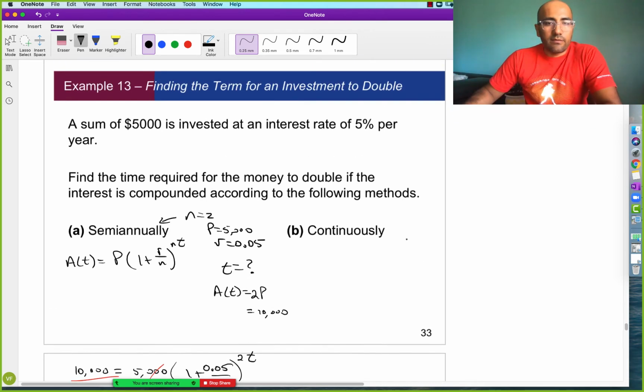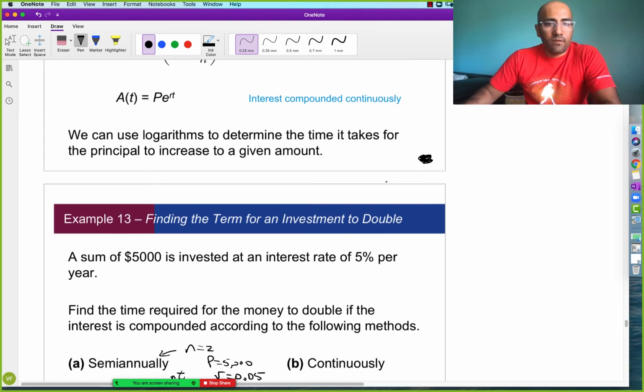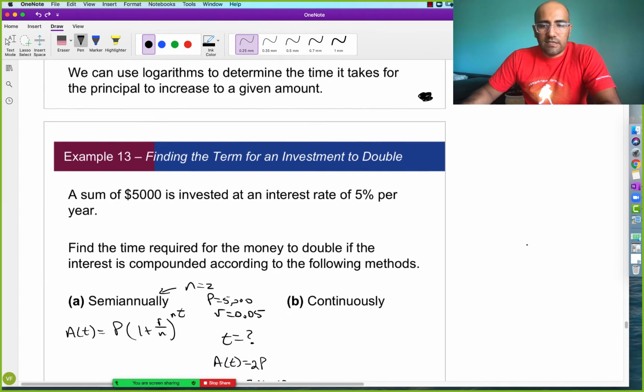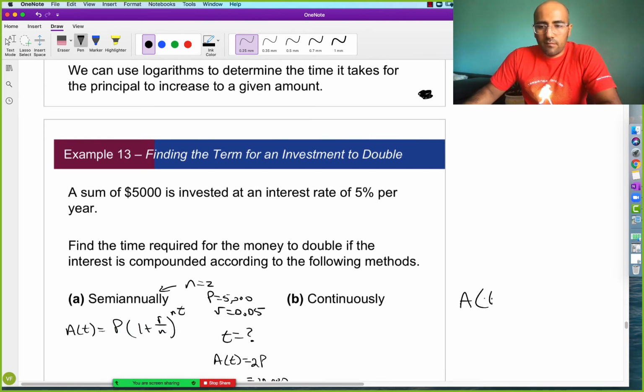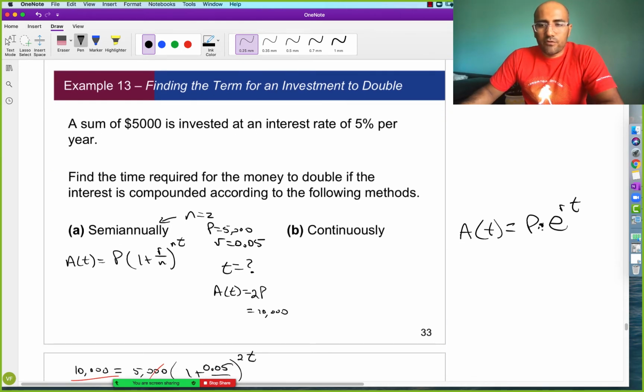And so when you get to the point where you compound it continuously, then we use this other formula. Compounded continuously would be this formula: A of t equals P times e to the rt. Sorry, not P equals, A of t equals P times e to the rt. And so we have all the values we need here.